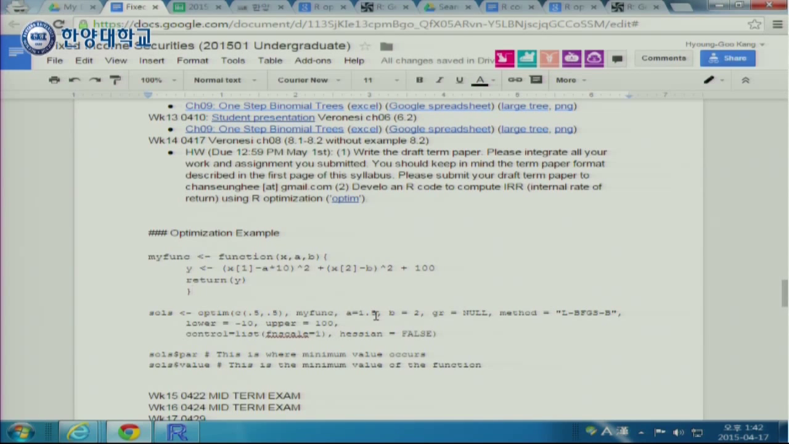And let me give you an explanation. Okay, homework number 1, same due date. Write the draft term paper. Please integrate all your work and the assignments you have submitted.